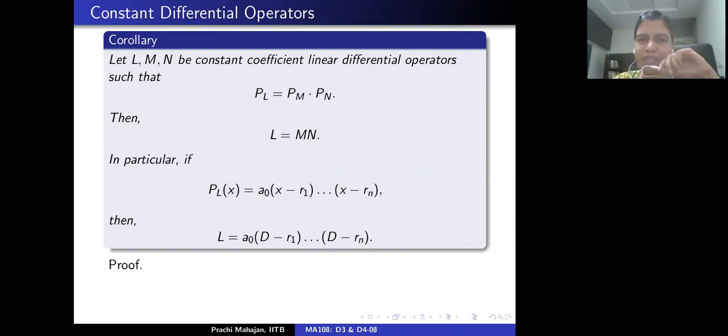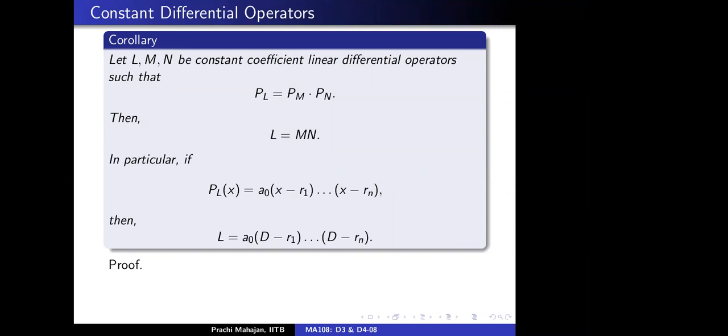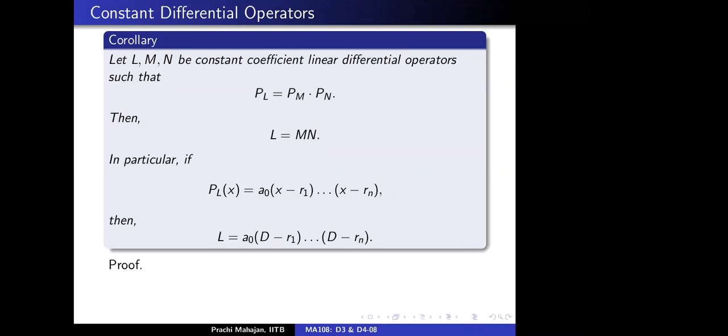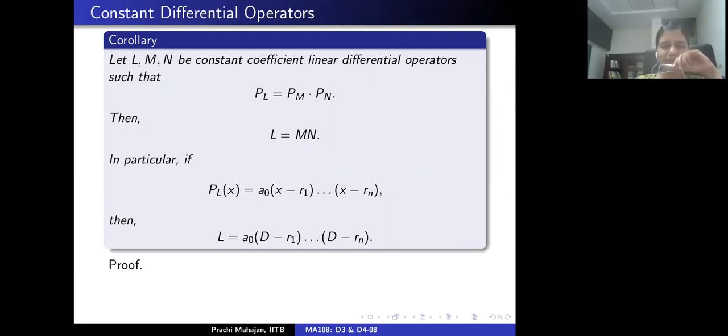This is not true in general. The order in which the factors are written cannot be chosen arbitrarily; that is very sacred. But over here, it's all fine, and that makes life easy, because the coefficients are constant. Is that okay? That's all this corollary is saying.